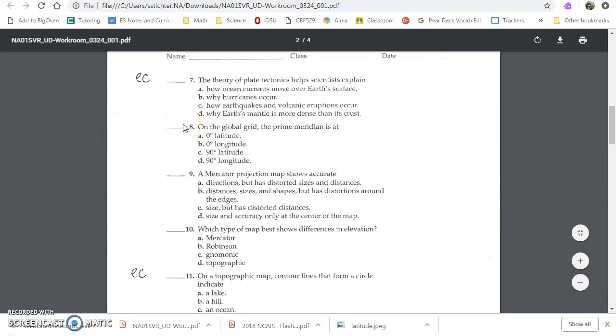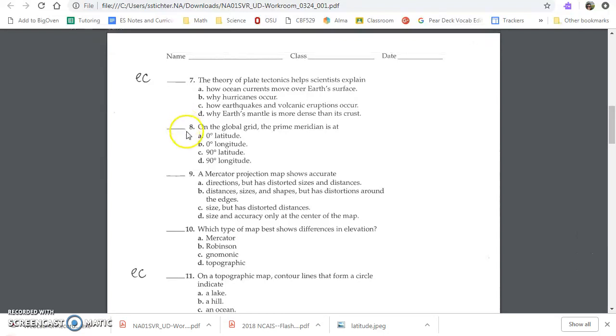On the global grid, the prime meridian is at 0 degrees latitude, 0 degrees longitude, 90 degrees latitude, 90 degrees longitude.